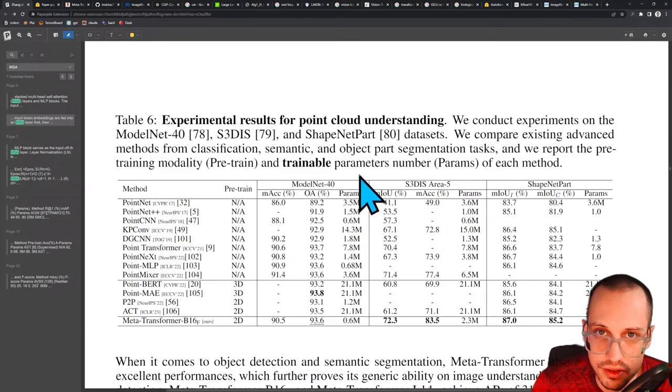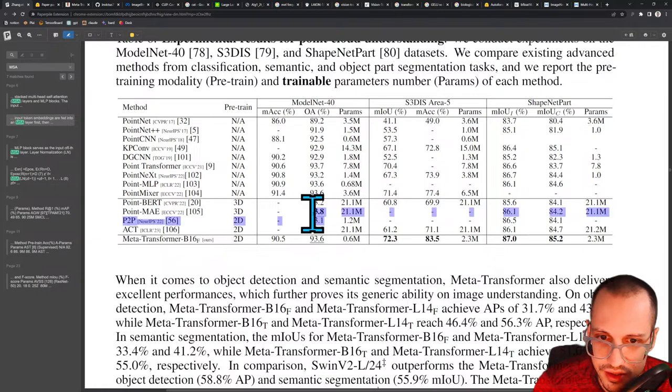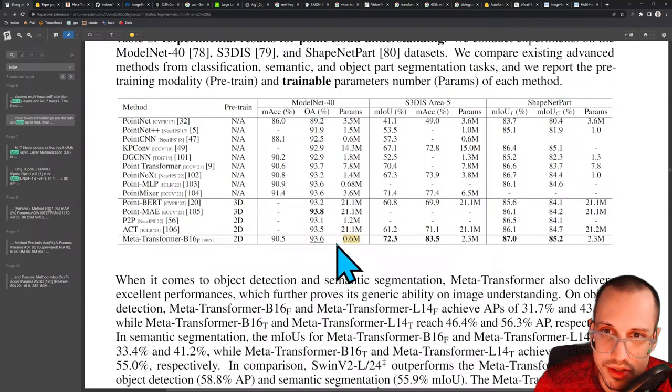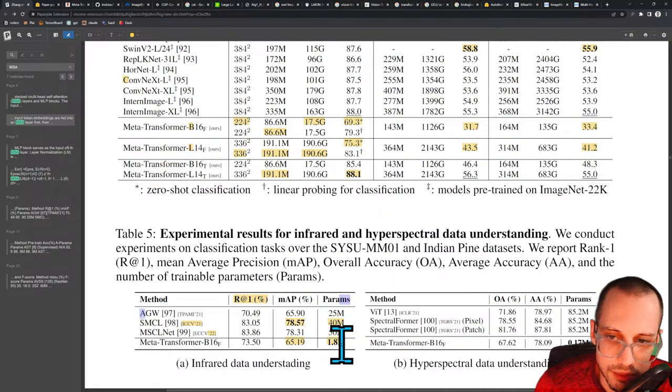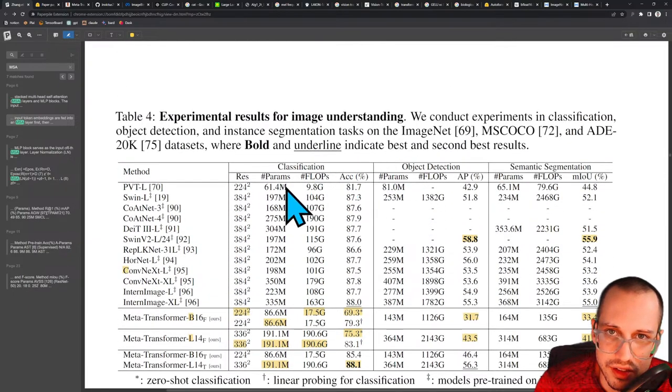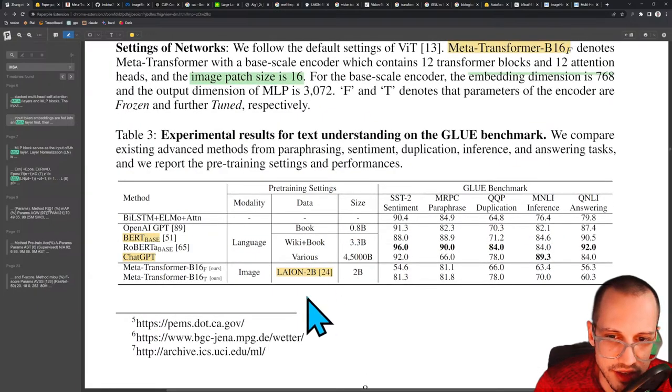Okay, I think we were here. Point cloud understanding. Pretty close, but they're comparing here to point MAE with 21 million parameters, 0.6 million parameters. What is going on here? This is saying 0.6 million parameters, but here it's 1.8 million parameters, and here it's 191 million parameters? What is going on? Why do they keep changing that?